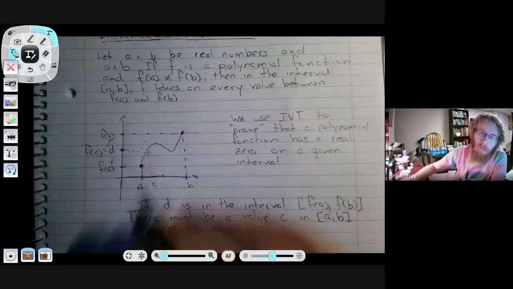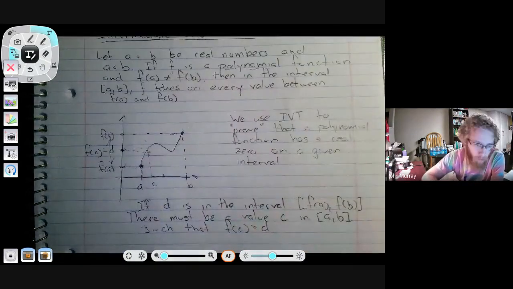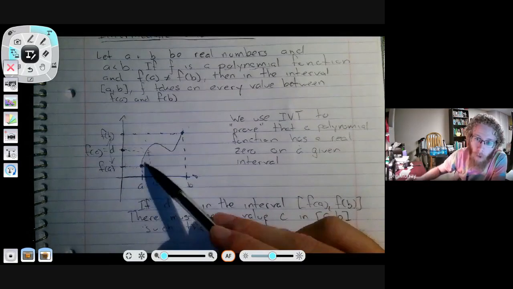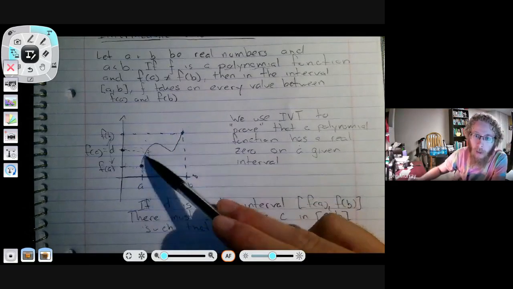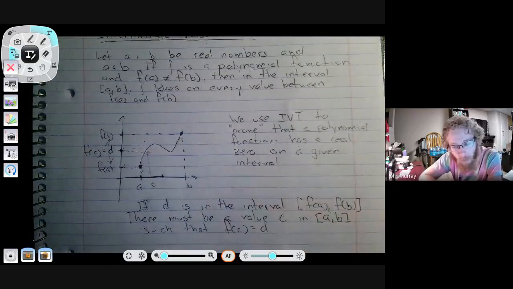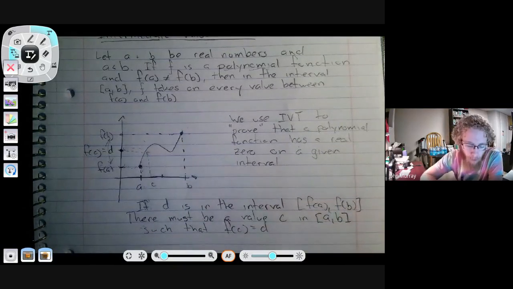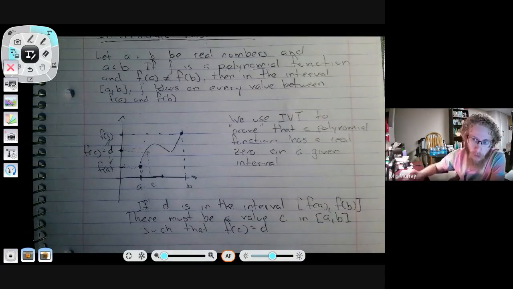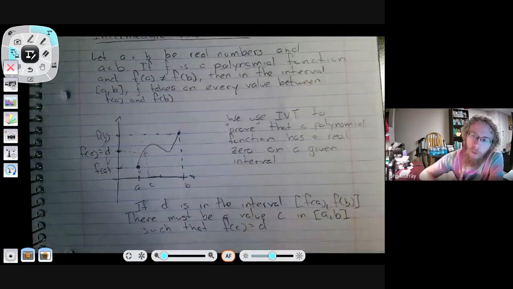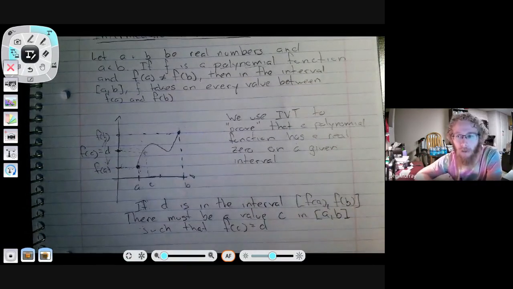Okay, so this is a lot of mathematical words, right? It may be a little confusing, but really what this is saying is as long as you have a polynomial, a continuous curved line, if you have 2 points, okay, then everything in those points has to be covered. Okay, so how do we use this in math? I mean, sometimes they actually use the Intermediate Value Theorem in a lot of things. But the one thing in math we use it for, okay, is to prove that a polynomial function has a real zero on a given interval.